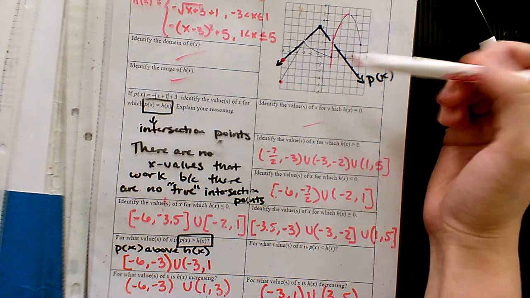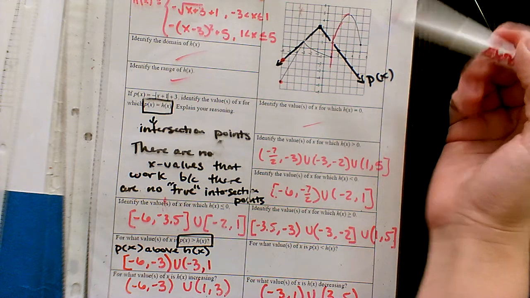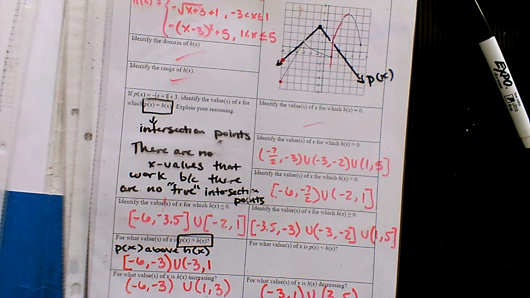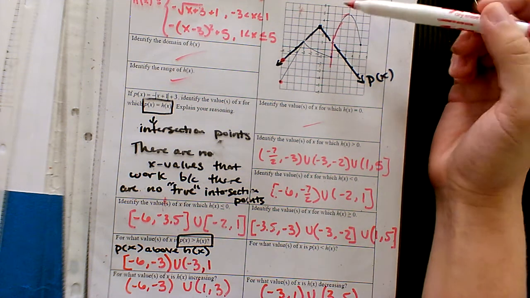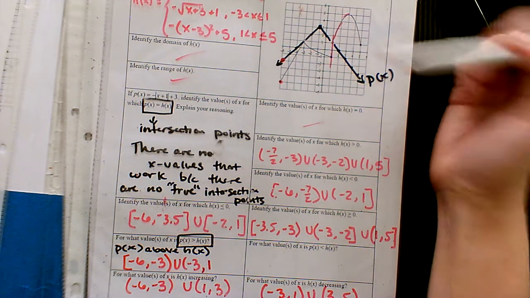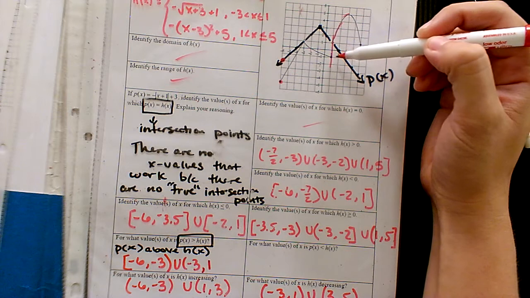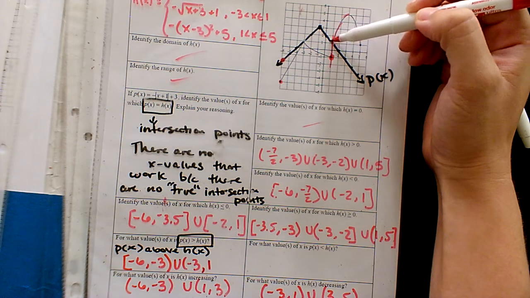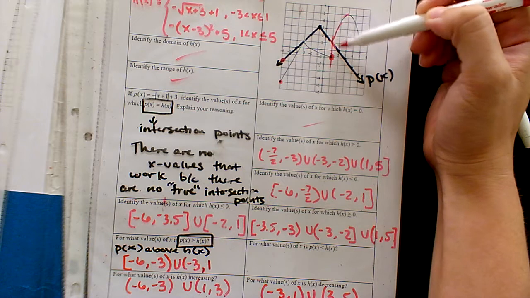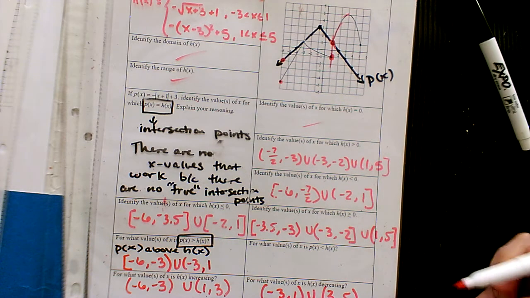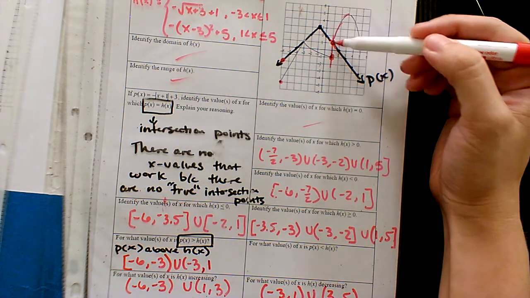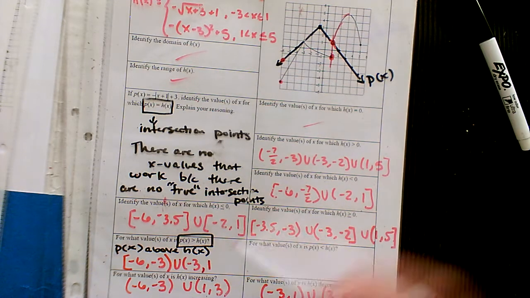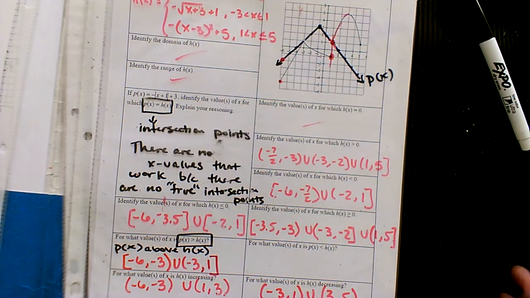So we have to ask ourselves, is there a closed circle on h of x? Is there a closed circle on p of x? And does it answer the question at hand? Yes? It's a bracket. Why? Because it is above and there's also a closed circle at 1. Perfect. We have a closed circle on h of x, and we would have a closed circle on p of x if we continued that absolute value all the way through. So both have closed circles, and p of x is above h of x at that spot, so we can include that as a bracket.